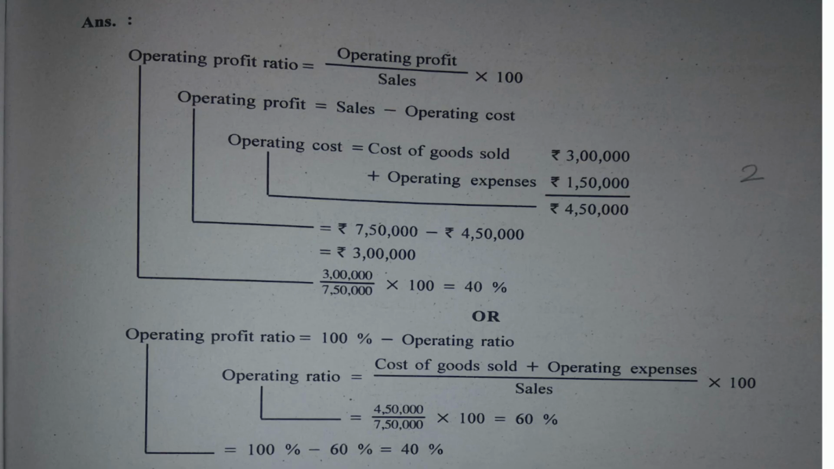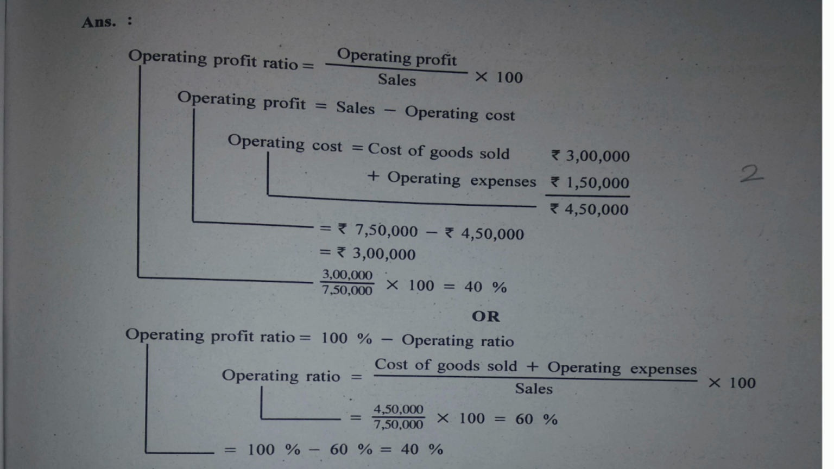So now the only problem is how to obtain operating cost. The formula for that is also presented here. Operating cost equals COGS plus operating expenses. Now the amount for both of these is given in the question. COGS is 3 lakh, operating expenses is 1,50,000. So operating cost is 4,50,000.